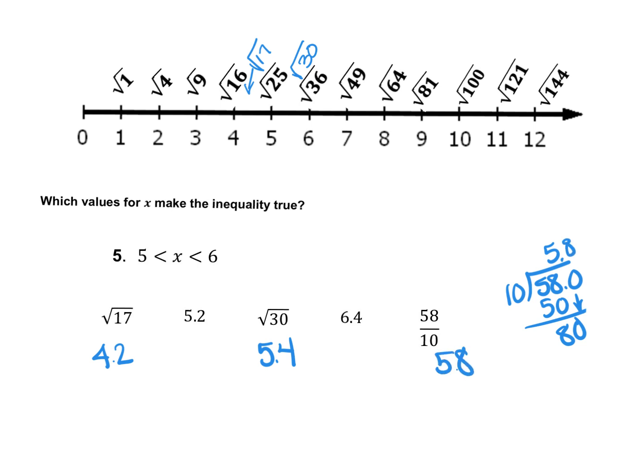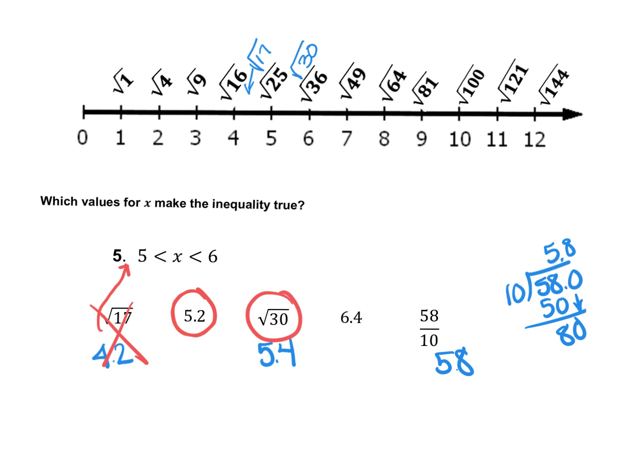All right, so now let's compare these. We're looking for numbers that are going to be between 5 and 6. So let's look at our first one, a 4.2. Well, 4.2 would be on this side, wouldn't it? Because it's smaller. So 4.2 cannot be between. All right, how about 5.2? Well, yeah, 5.2 is between 5 and 6, so yep. 5.4, the square root of 30. Yep, 5.4 would be between 5 and 6, so the square root of 30 would work.